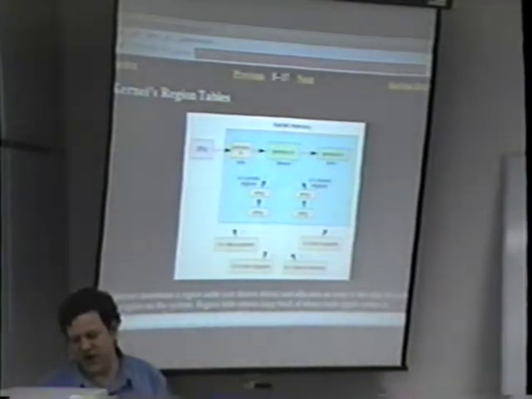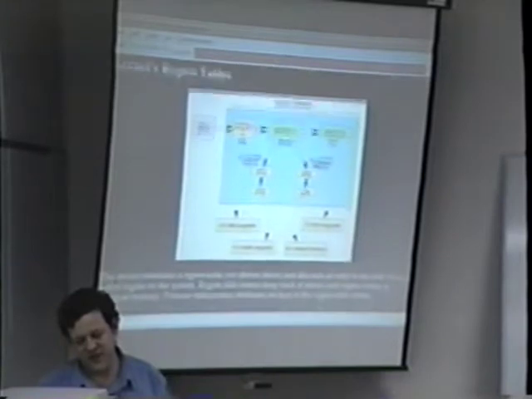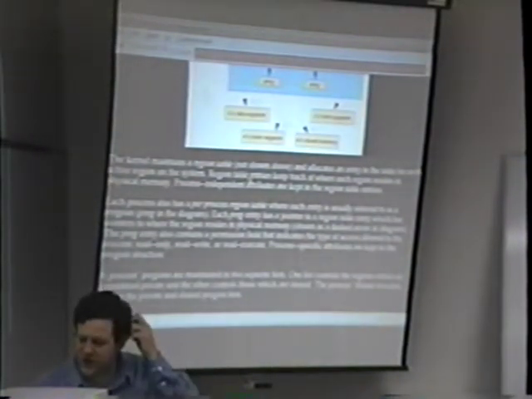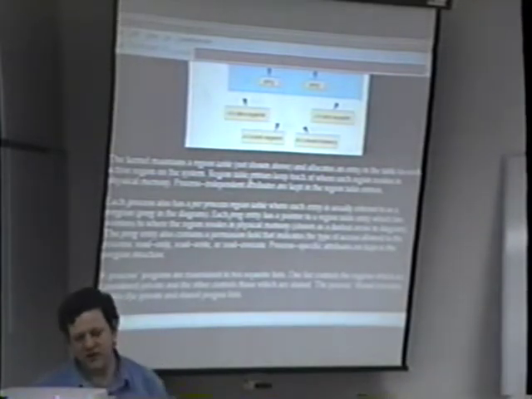So this region table allocates an entry in the table for each active region. They keep track of where each region resides in physical memory. It's process-independent attributes. Each process has a per-process region table, where each entry is referred to as a P region. And that's kind of what we were looking at with GMEM usage. And the P region entry then has a pointer to the region table, which points to where the region resides in physical memory. Lots of pointers.